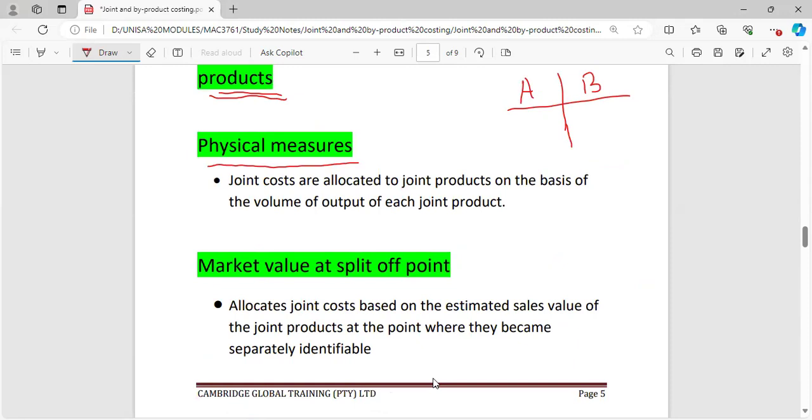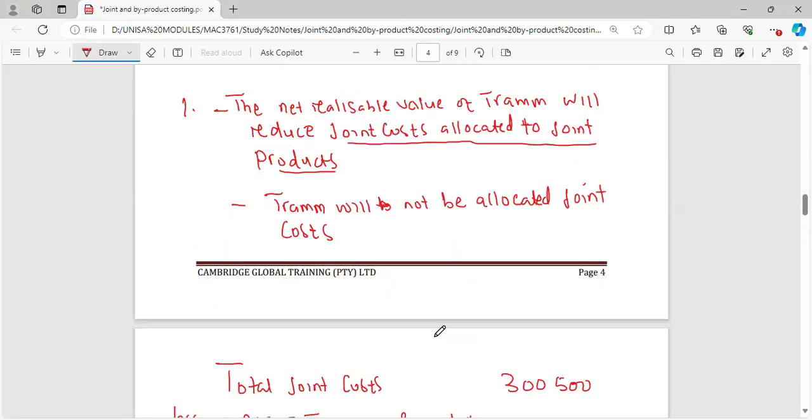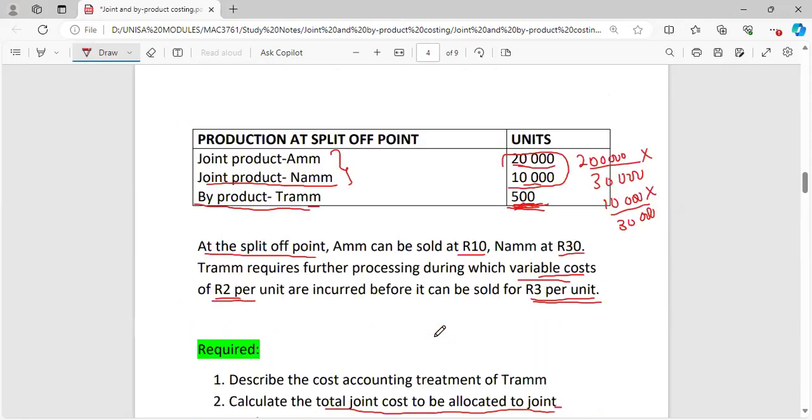Then let's look at the market value at split off point. When you use the market value at split off point, it means you are going to allocate using the estimated sales value of the joint products at the point where they become separately identifiable. So here, the market values are going to be 20,000 times 10 for ARM, and 10,000 times 30 for NUM. These are the market values at split off point.